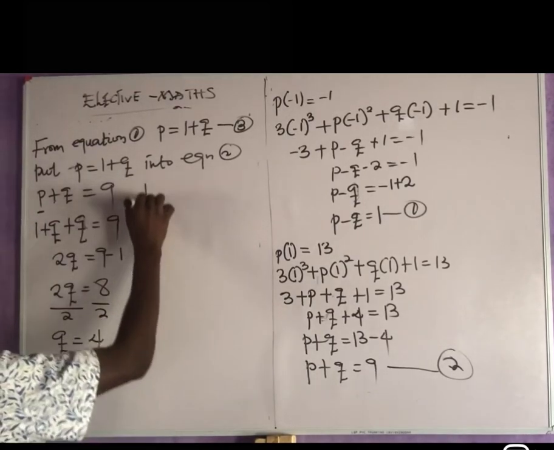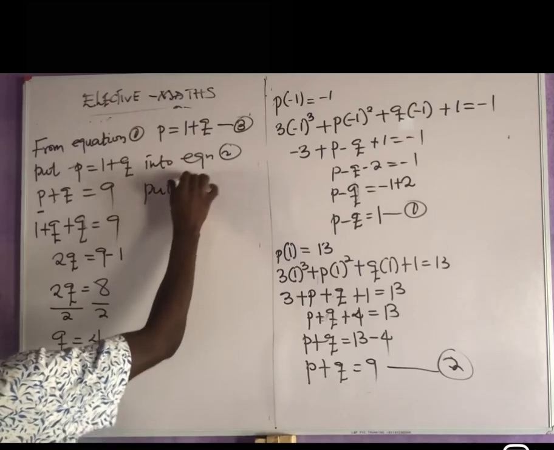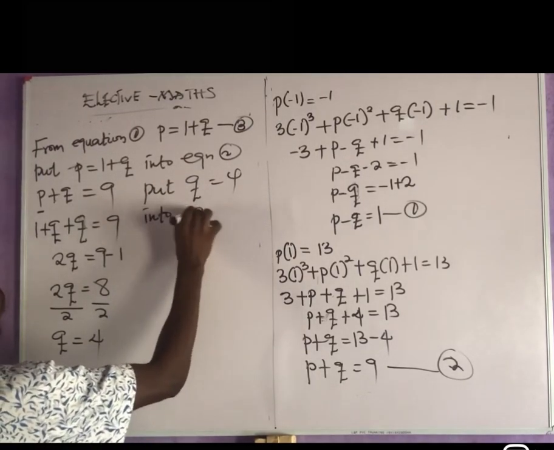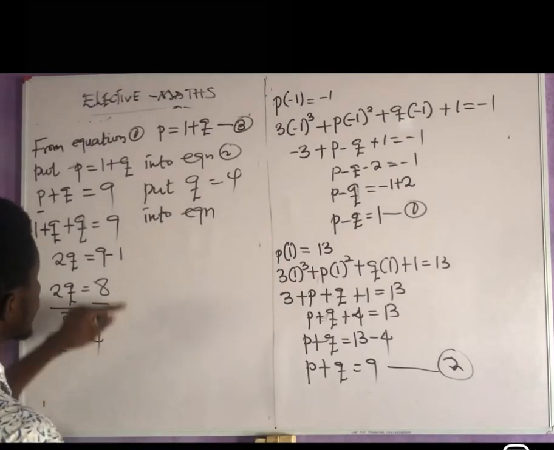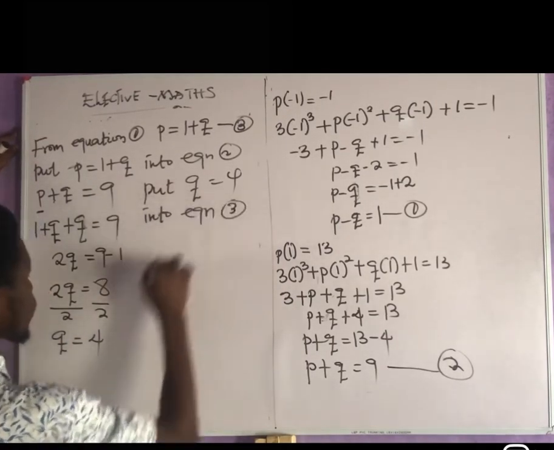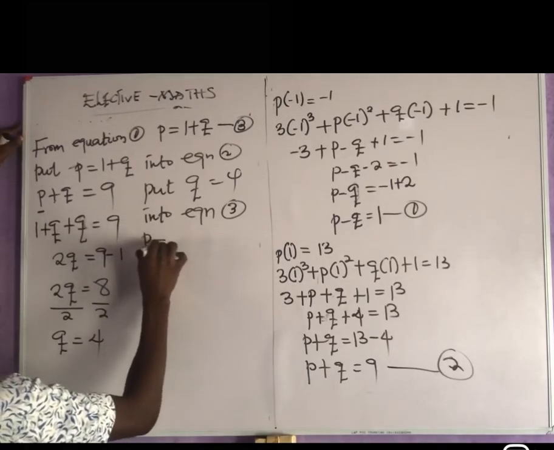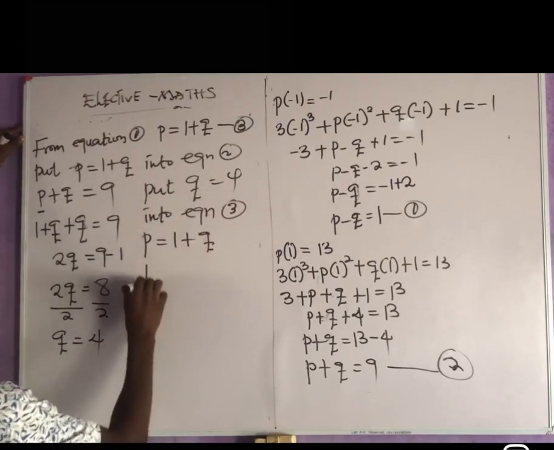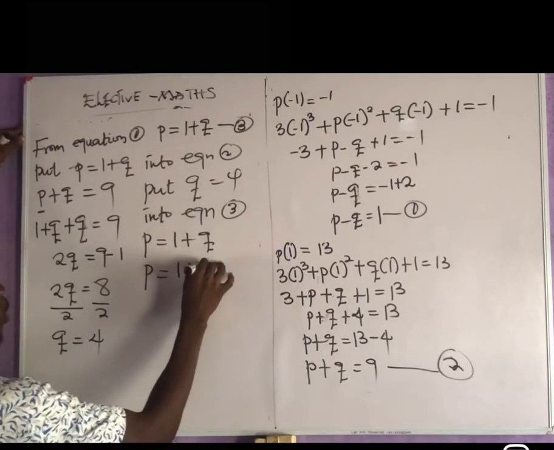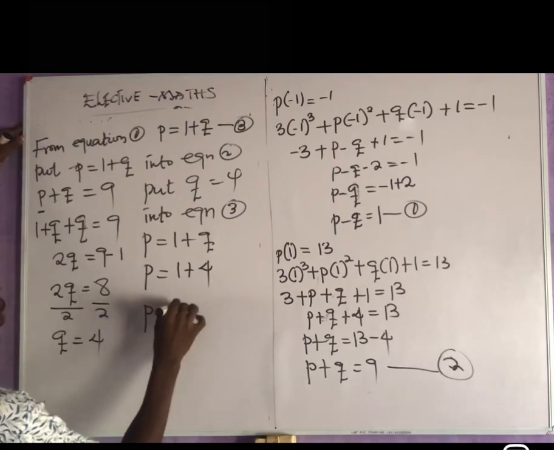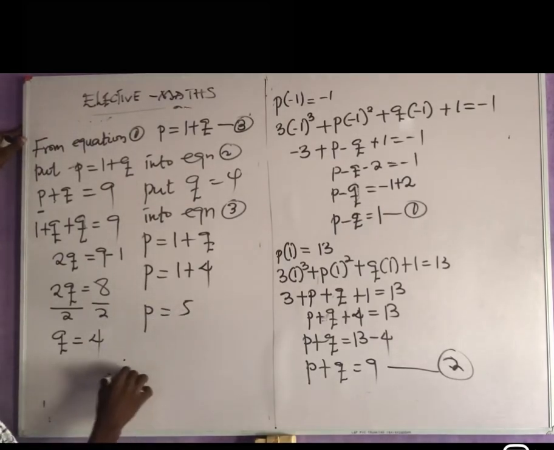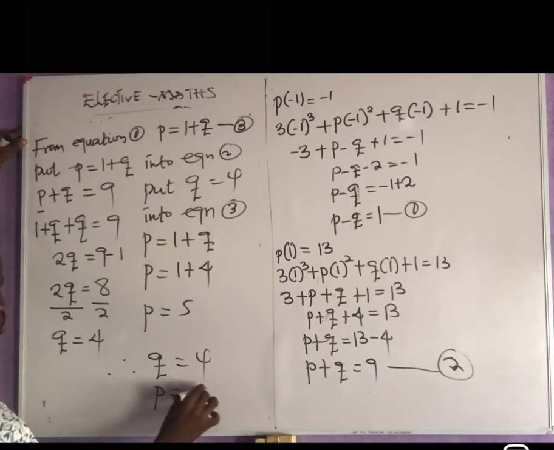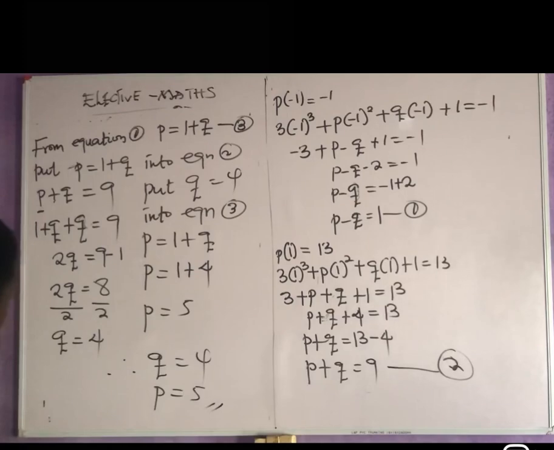Alright. Now let's put q equals 4 into equation 3. From equation 3 we have p is equal to 1 plus q. So it means that our q is now 4, so p will be 1 plus 4. So my p is now 5. Okay. Therefore, q is equal to 4 and p is equal to 5. So that is the value of p and q.